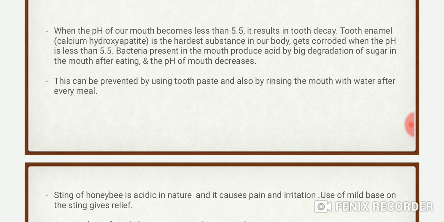When the pH of the mouth becomes less than 5.5, this results in tooth decay. Tooth enamel, calcium hydroxyapatite, is the hardest substance in our body. Remember, the hardest substance in our body gets corroded when the pH is less than 5.5. Bacteria present in the mouth produce an acid by degradation of sugar in the mouth after eating and the pH of the mouth decreases. This can be prevented by using toothpaste and also by rinsing the mouth with water after every meal.